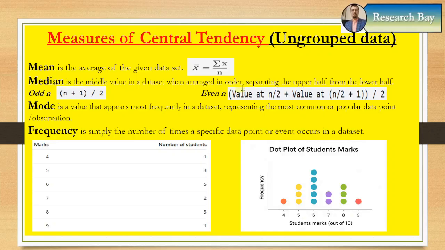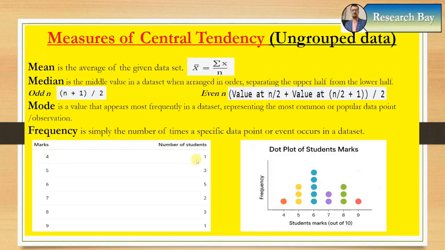When we talk about median, it is the middle value in a data set when arranged in order, separating the upper half from the lower half. In case we have odd n, as in the case we have 15 students over here, what would be the median? It would be the middle point. So how to get that? We can easily get it. N plus 1 divided by 2 is the formula. So 15 plus 1, 16 divided by 2, that gives us 8.